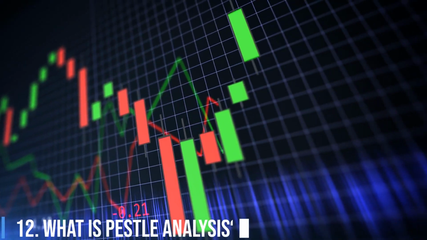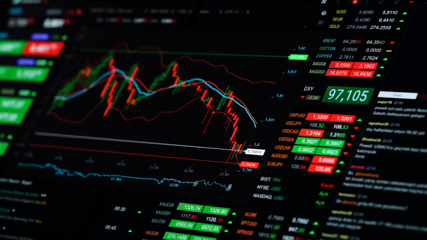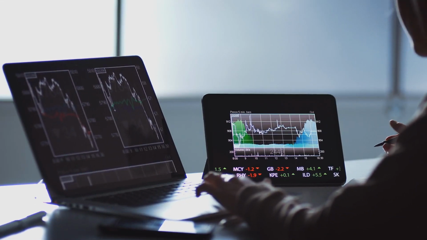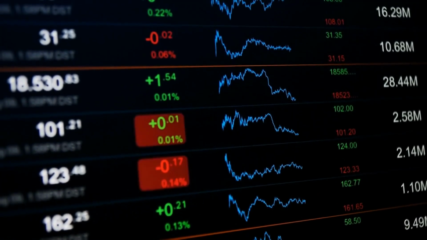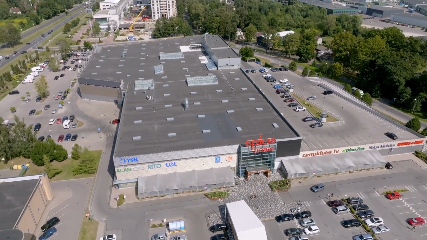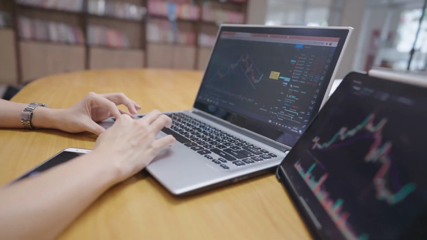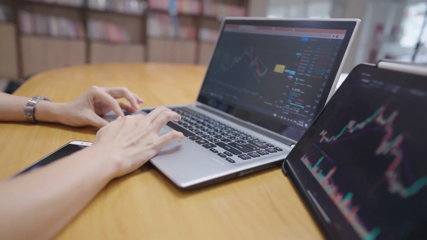What is PESTLE Analysis? PESTLE Analysis, sometimes referred to as PEST analysis, is a concept in marketing principles. This concept is used as a tool by organizations to keep track of the external factors impacting the organization. PESTLE is a mnemonic which in its expanded form denotes P for political, E for economic, S for social, T for technological, L for legal, and E for environmental.